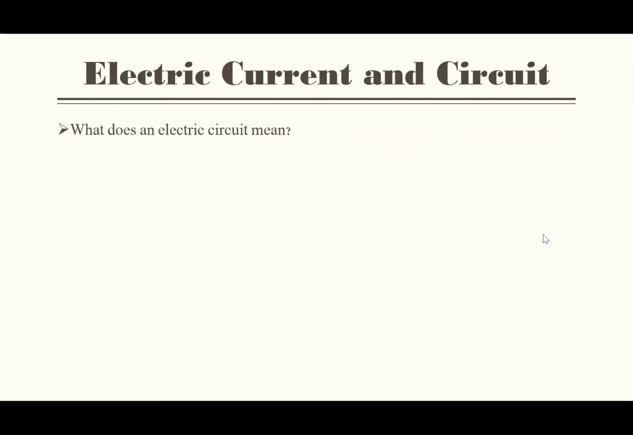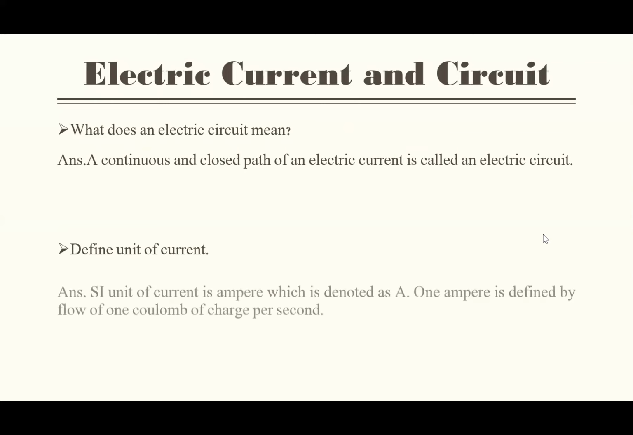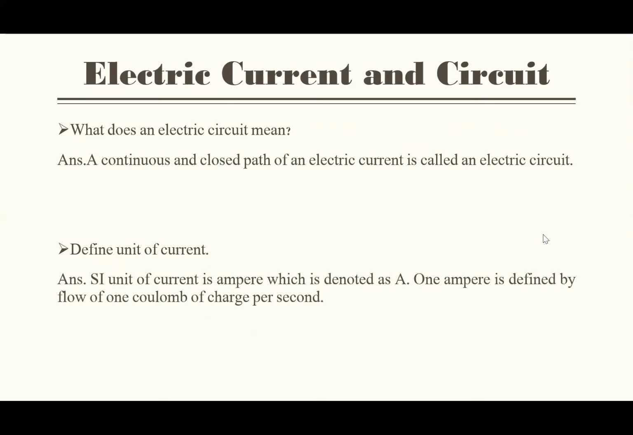The next question is, what does an electric circuit mean? A continuous and closed path of an electric current is called an electric circuit. Define unit of current. The SI unit of current is ampere and we denote it as A. 1 ampere is defined by the flow of 1 coulomb of charge per second.